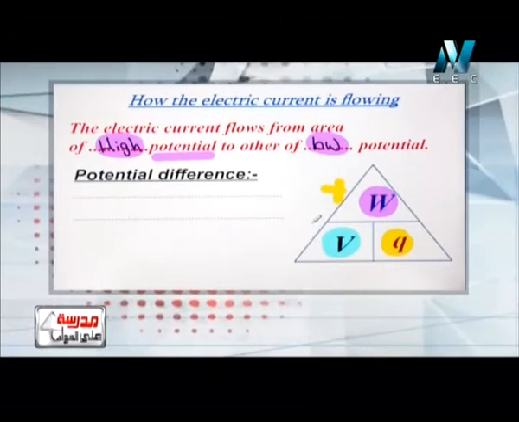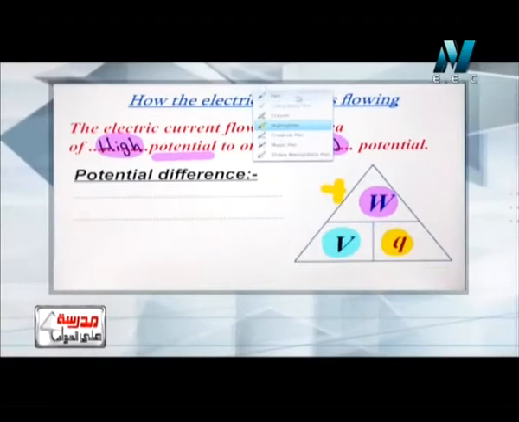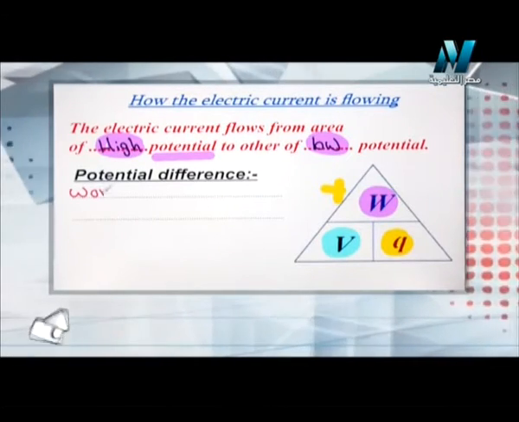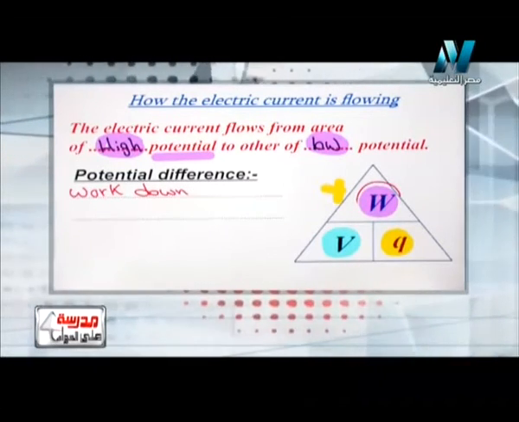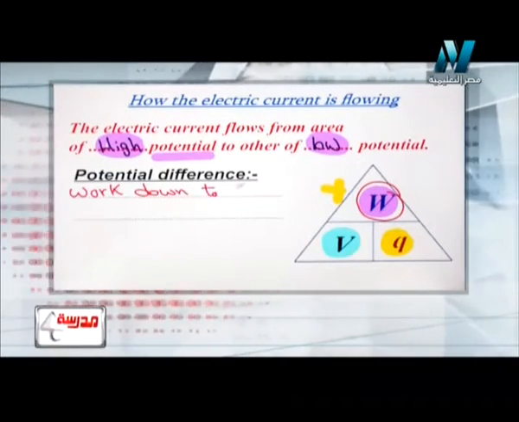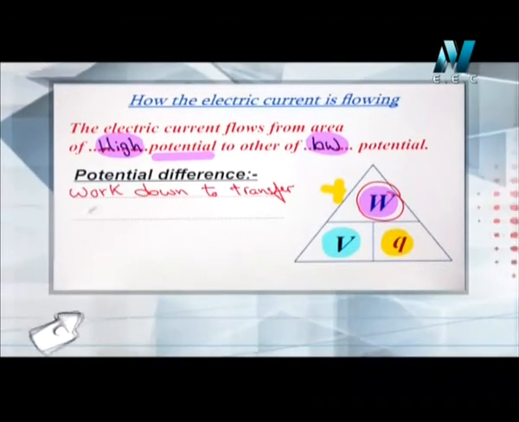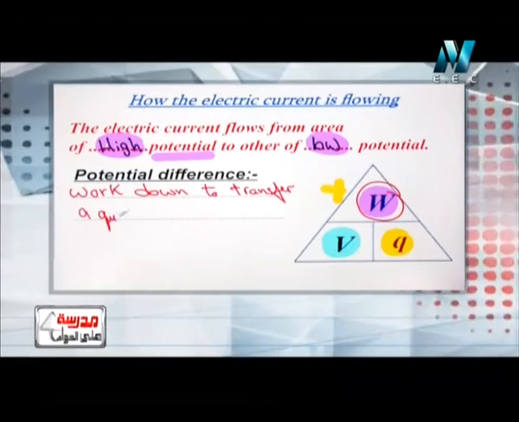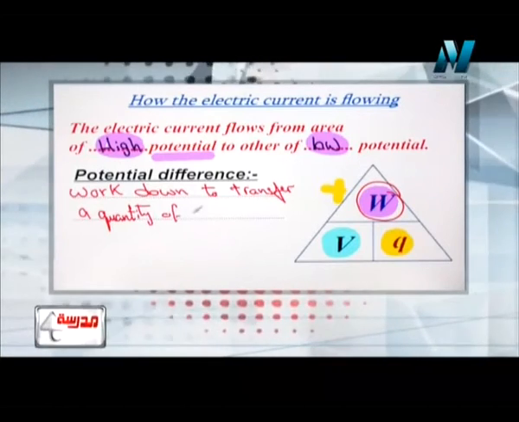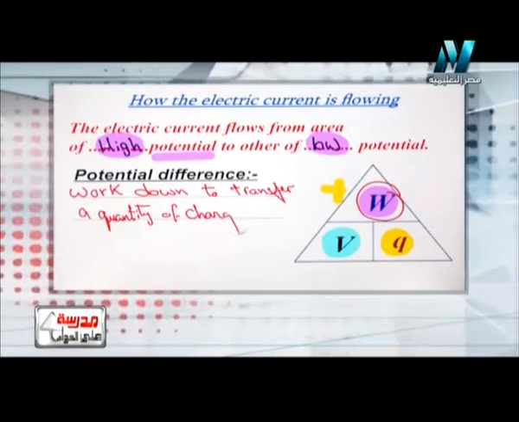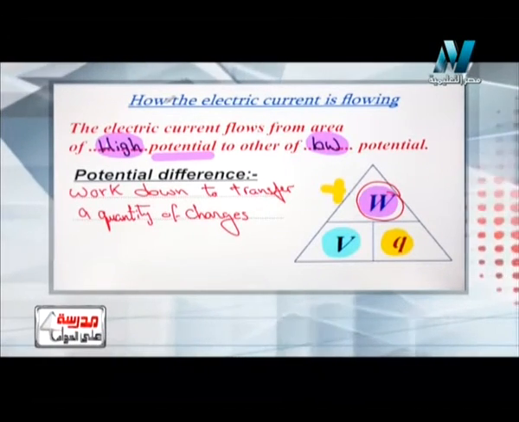So when they ask me what is meant by potential difference, I say potential difference is work done. Where did I get the words work done from? From the W. To transfer a quantity of charge. So again I will say potential difference V.